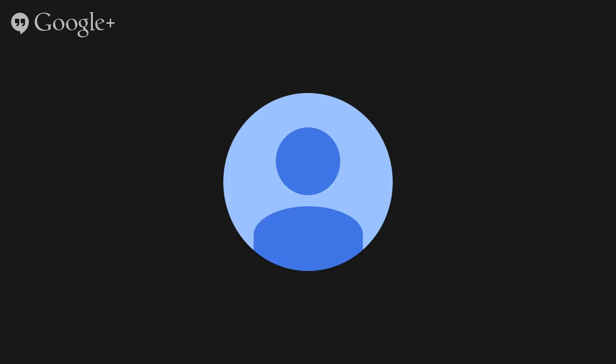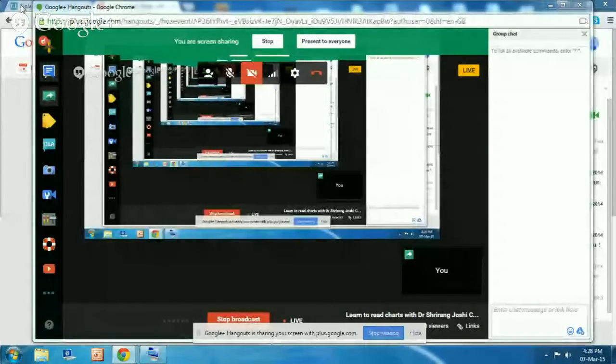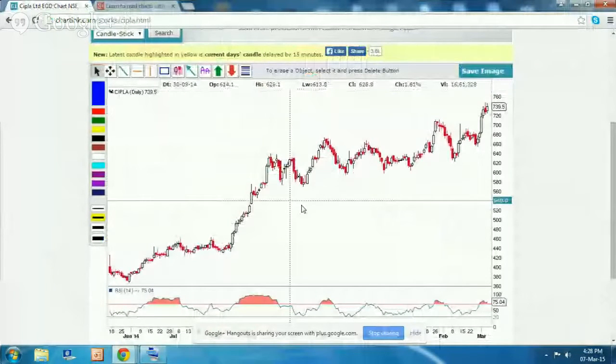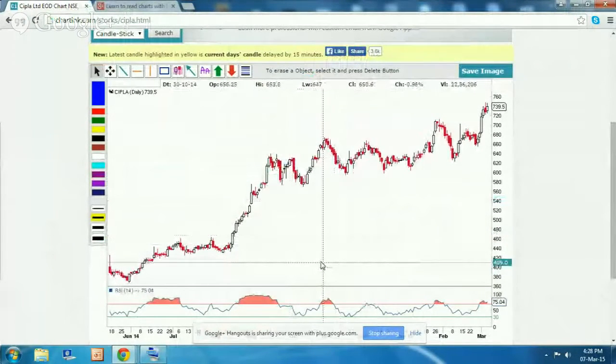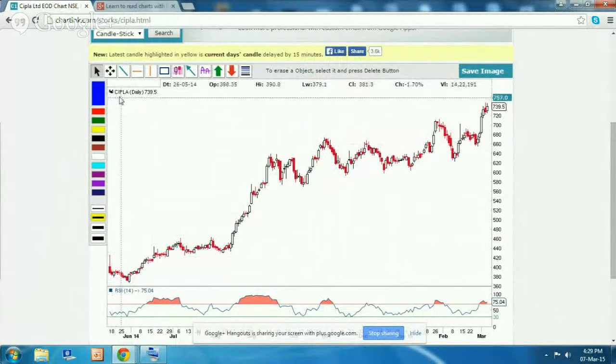Today we will have a look at the daily chart of Cipla using different technical tools. Let me share my screen with you. Okay, you can see here on the upper left hand corner the name written: Cipla daily chart.